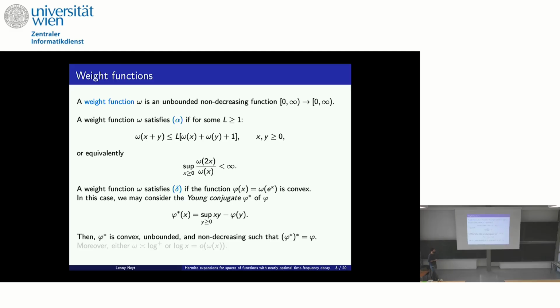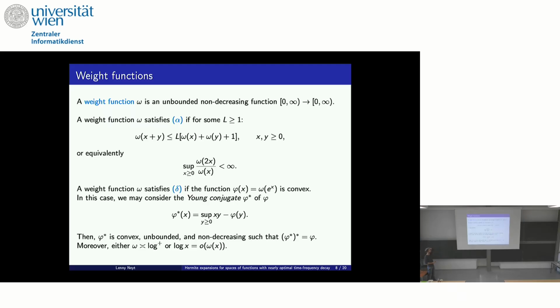One note to make here is that if you have this delta condition, either your omega is equivalent to the logarithm, or we know the logarithm is little o of your omega.